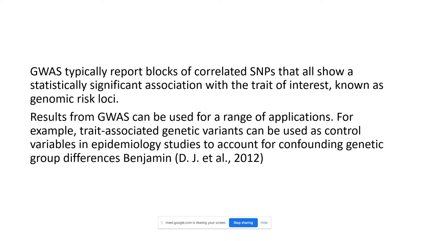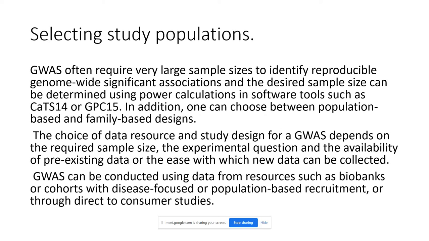Results from GWAS can be used for a range of applications. For example, trait-associated genetic variants can be used as control variables in epidemiology studies to account for confounding genetic group differences. So this is the point. We also consider epidemiological studies to find out the differences among genetic groups. So this is the name of the scientist that was given by Benjamin.